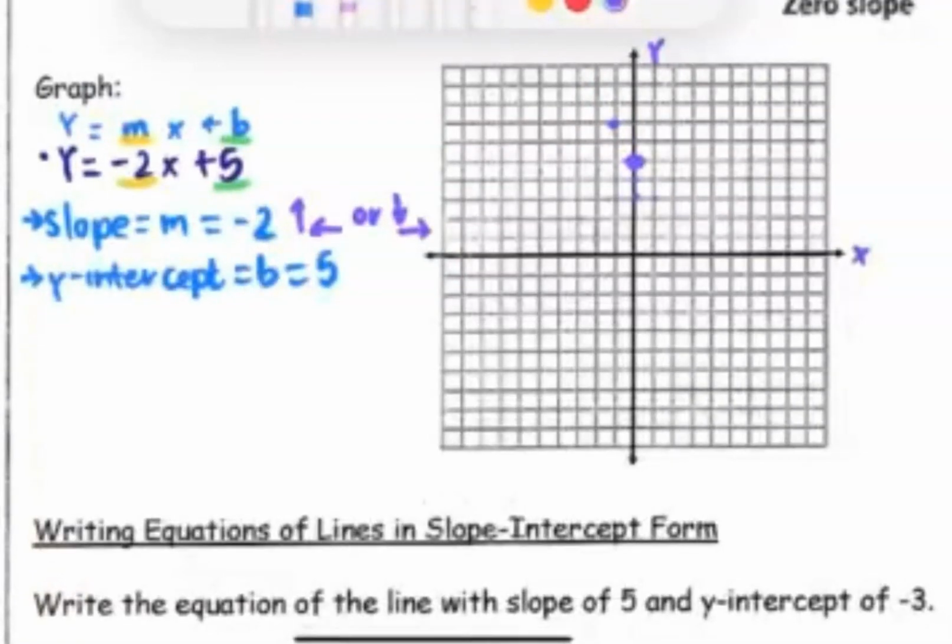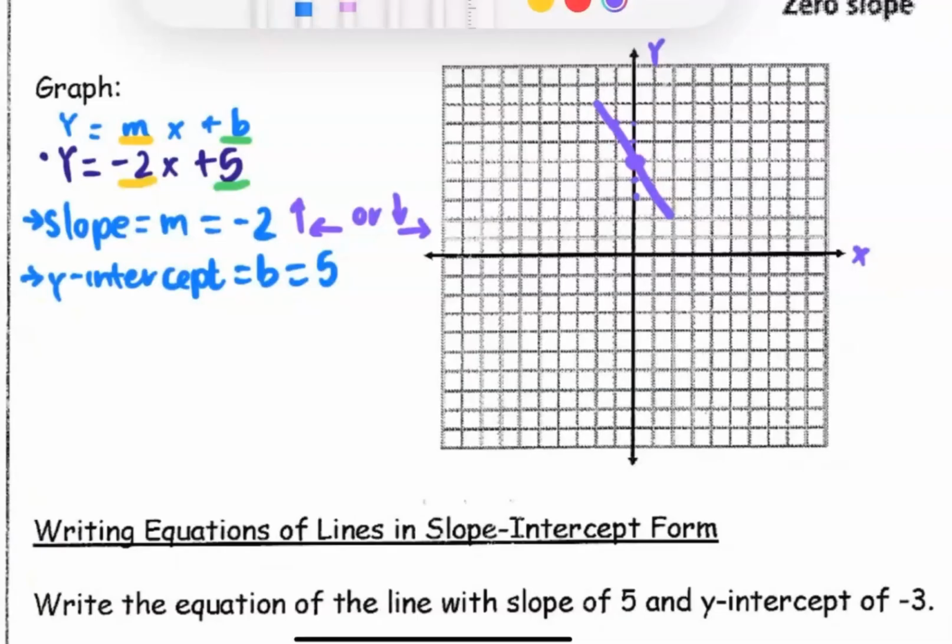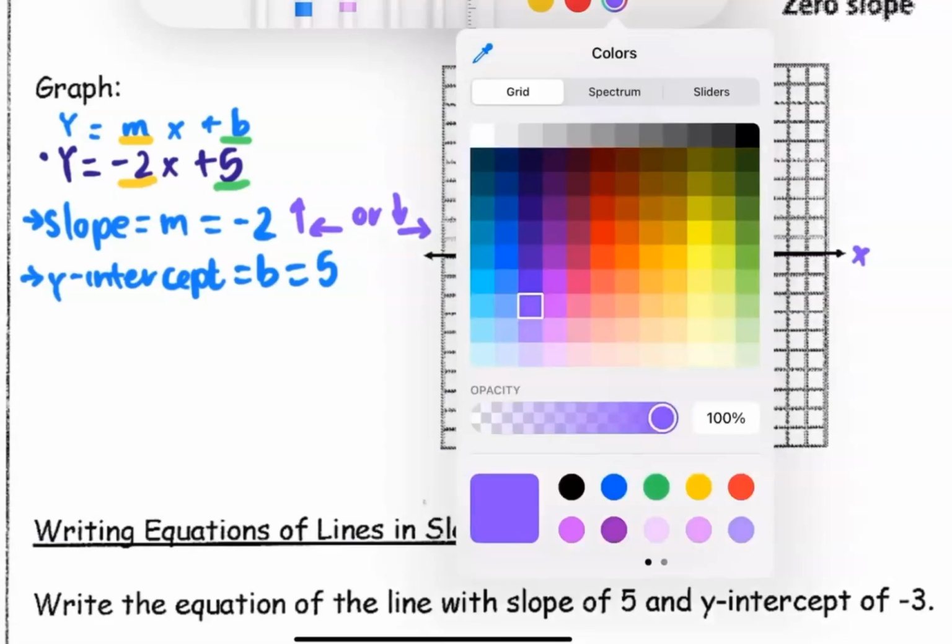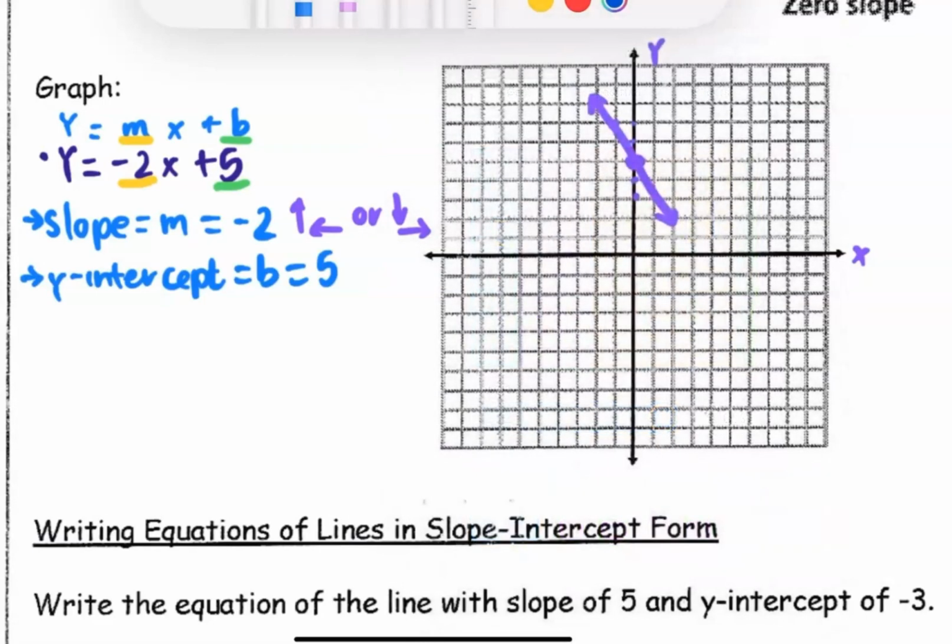After this, you make sure you use a ruler to connect your points. And this is your graph. You have to have the arrows on the top and on the bottom. Now, let's go ahead and graph a different equation.